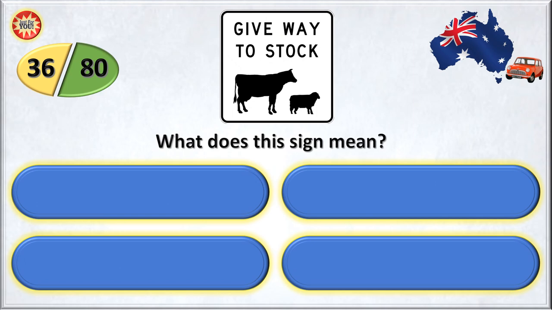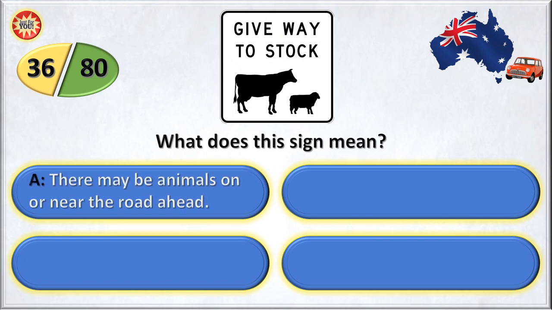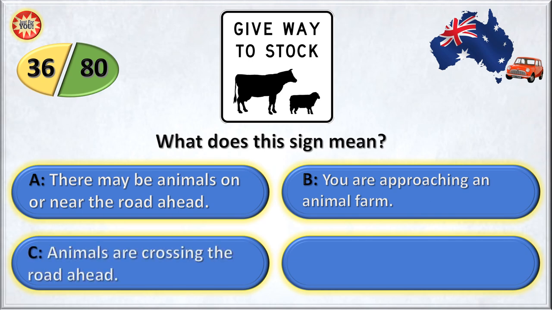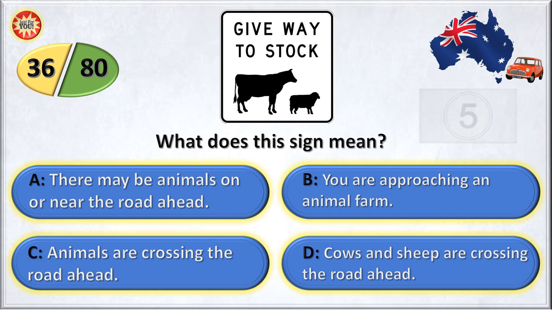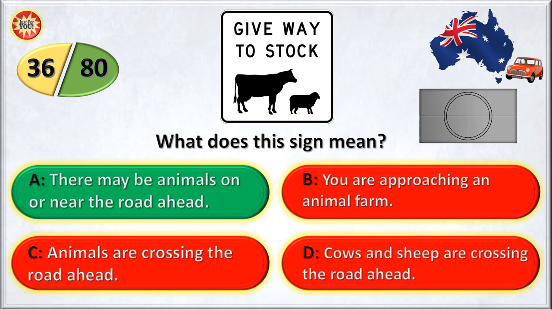What does this sign mean? There may be animals on or near the road ahead. You are approaching an animal farm. Animals are crossing the road ahead. Cows and sheep are crossing the road ahead. There may be animals on or near the road ahead.